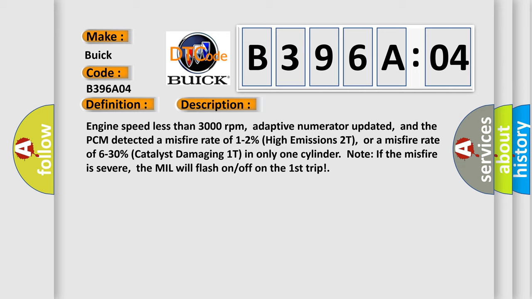Engine speed less than 3000 revolutions per minute, adaptive numerator updated, and the PCM detected a misfire rate of 1-2% high emissions 2T, or a misfire rate of 6-30% catalyst damaging 1T in only one cylinder. Note: if the misfire is severe, the MIL will flash on/off on the first trip.